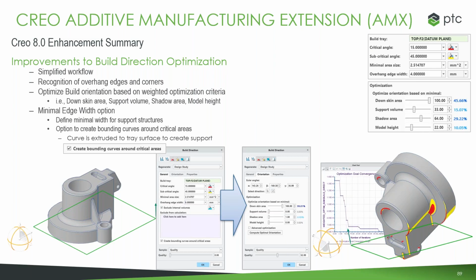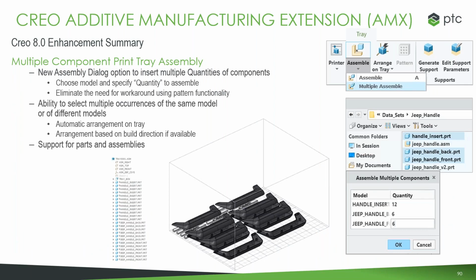So there are a few more options around optimizing and calculating that build direction. Also, with the print tray assemblies, you can create an assembly of multiple items to send off to your printer. There's now the ability to multiple-assemble parts. We can pick our three parts that go into this assembly, type in the quantities of each, and it puts them in there. Then we can use the automatic arrange to space them out on the tray.